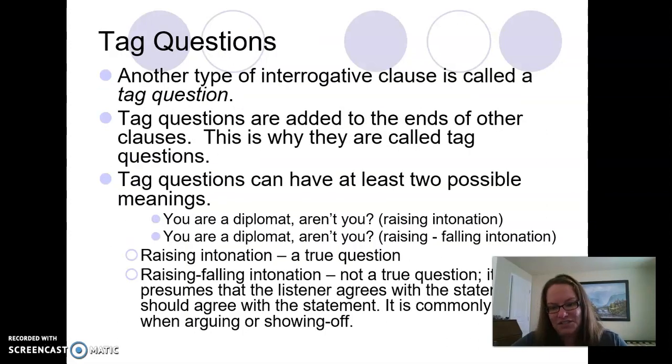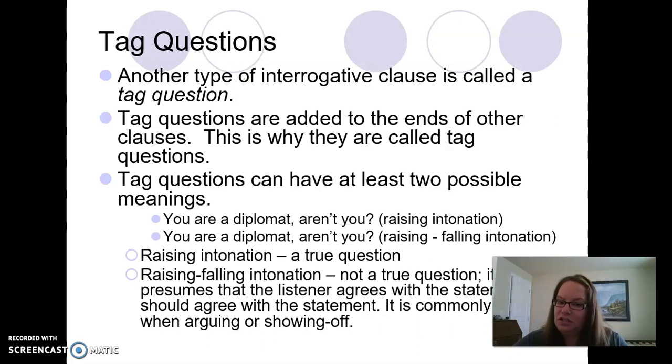Tag questions. These are my favorite type of question. Okay, another type of interrogative clause is a tag question. Tags are when we add something to the end to make it a question. So here are 2 examples, and they can have different meanings depending on the intonation that we use when we're asking the question.